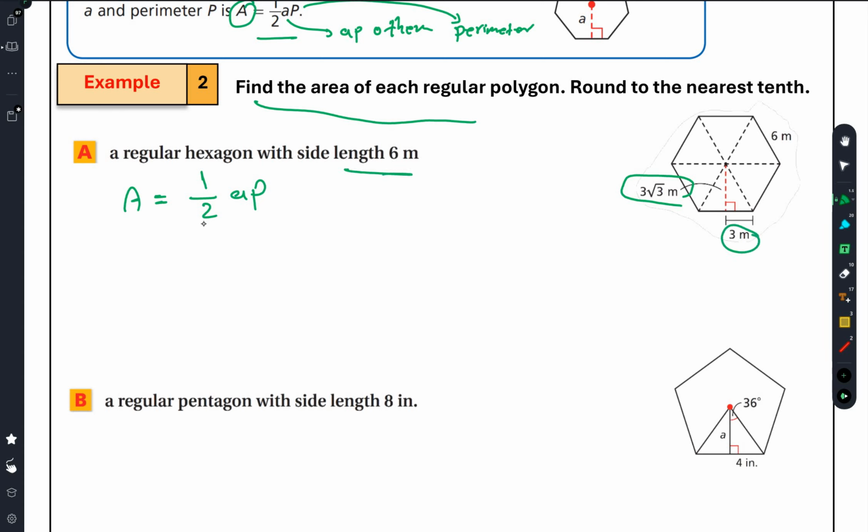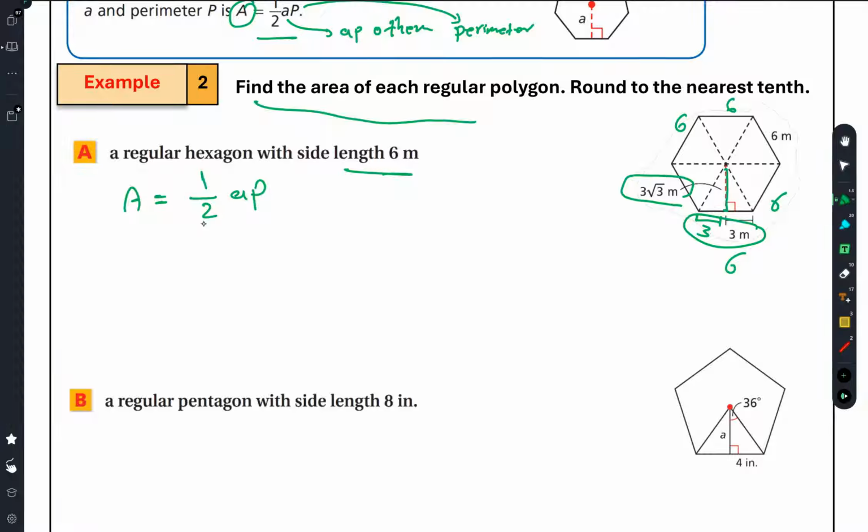What is this 3, teacher? This 3 is half of the side. If you see this line of apothem, it bisects this side into 2 equal parts, each of them 3. All sides are 6. Even this side, 3 and 3 together is going to be 6.